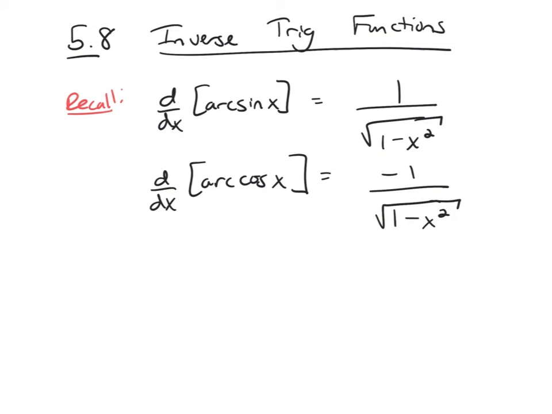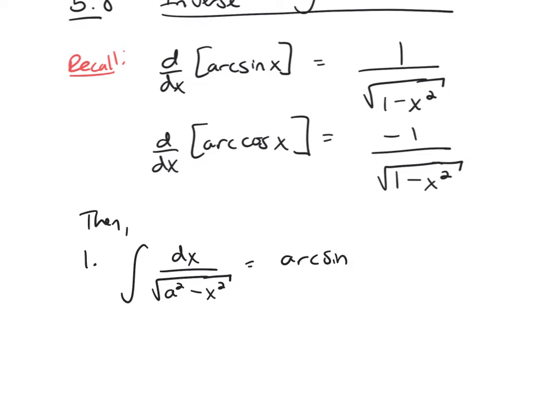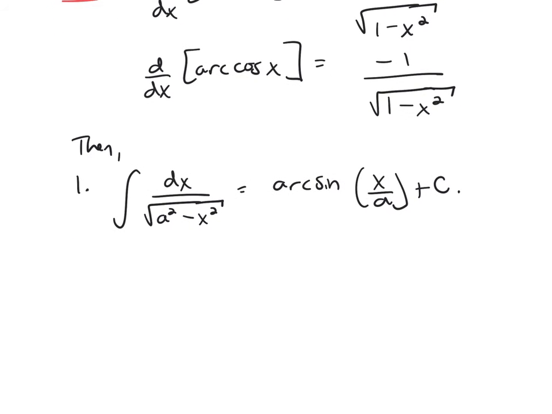And we can take these and other things we knew about inverse trig functions and get the following formulas. The first one is that the integral of dx over the square root of a squared minus x squared would be arc sine of x over a plus c. If a is 1, that just comes from this formula up here. But if a is not 1, you have to do a u substitution to get this formula.